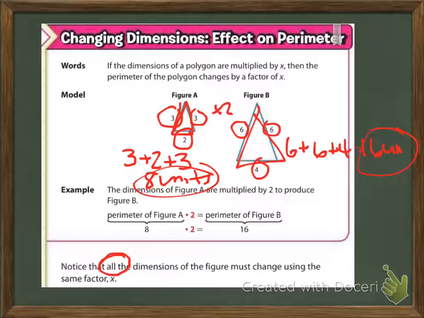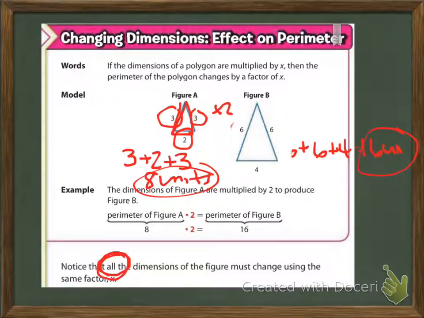Okay? So for this to be true, for this to say, oh, we multiplied times 2 and so the perimeter is multiplied times 2, the only time that will work is if all of the dimensions of the figure change. That's called keeping it in proportion. Okay, keeping it in proportion. All of them change. Because if I had, let me just show you a picture here.